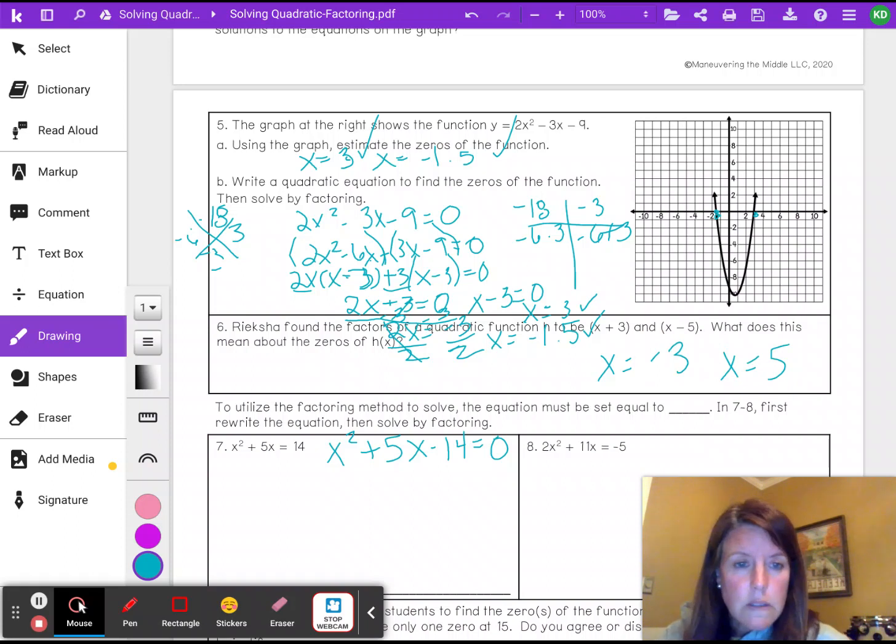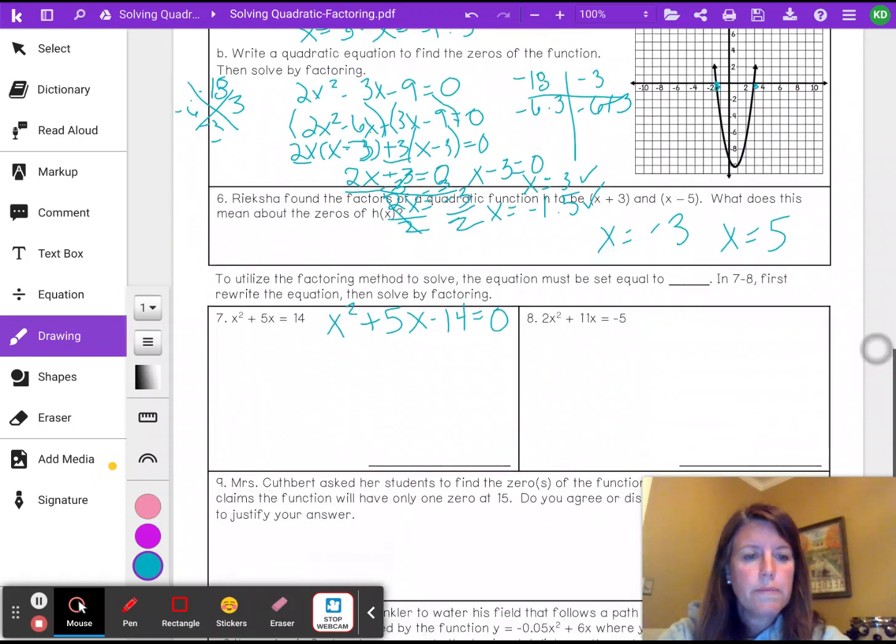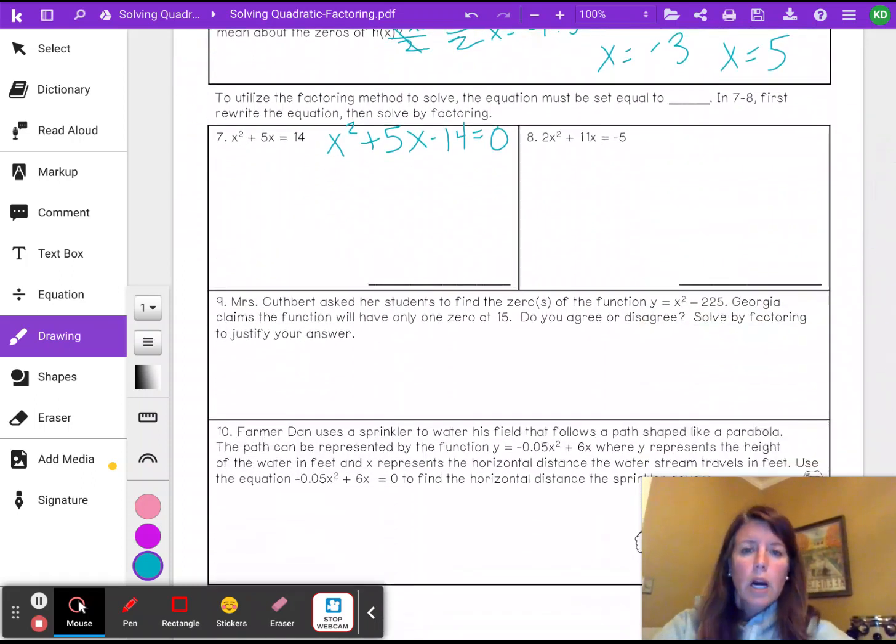So let's see, it doesn't show us what the actual equation is. But if it was an upside down or a right side up parabola, that's where it's crossing over the x-axis. All right, let's go back down. I'm going to go ahead and do number 7, and then I'm going to let you all do number 8 on your own, and then we'll just finish out 9 and 10.